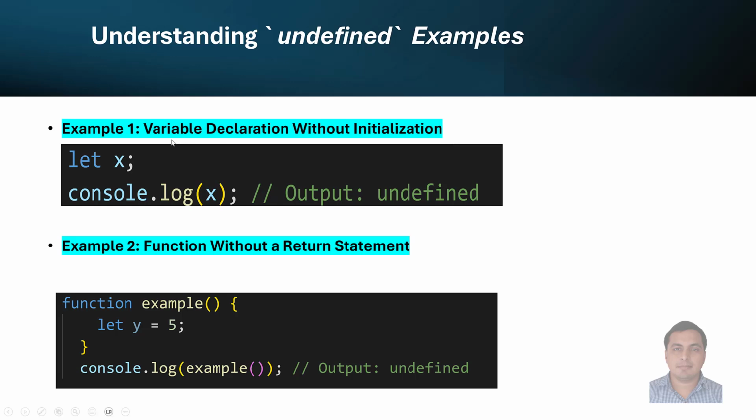Example 1. Variable declaration without initialization. So here I have used let x and then written console.log x. It will output undefined. The second example is a function without a return statement. The function example has some body, and at last we are calling this function by writing console.log example, and the output is undefined. Let's run this code in Visual Studio Code and see the output.